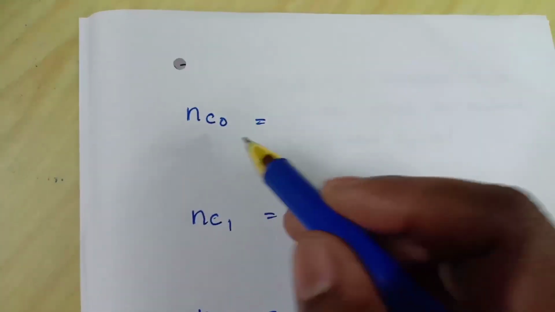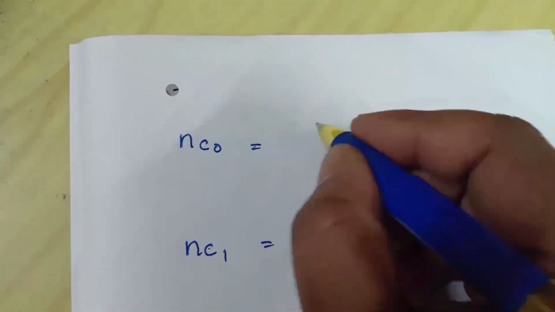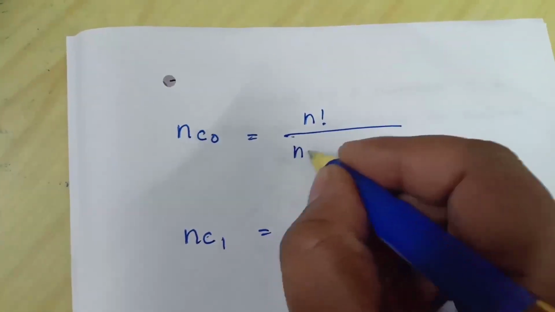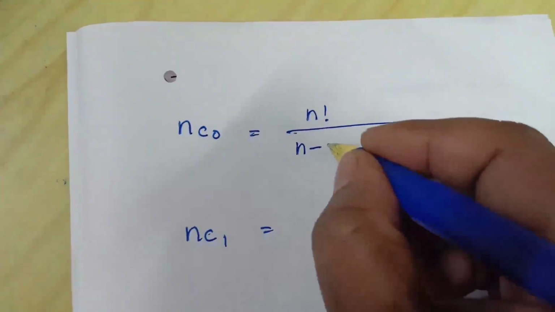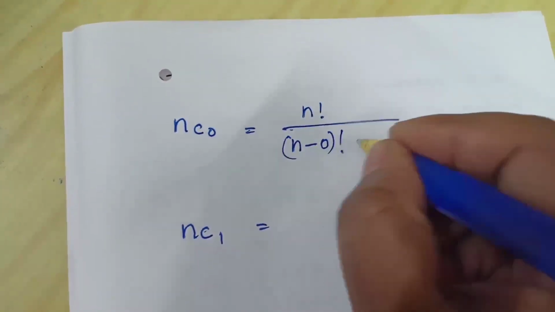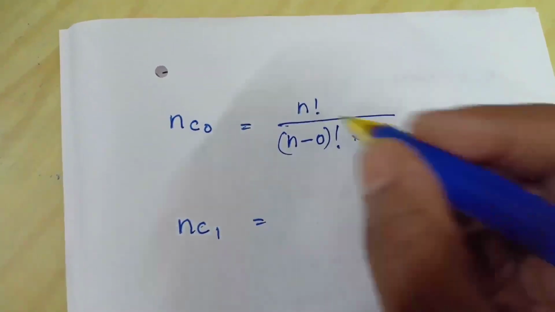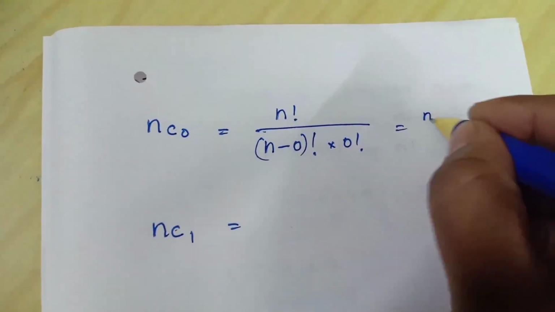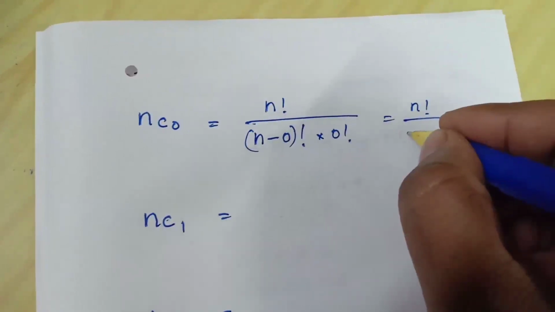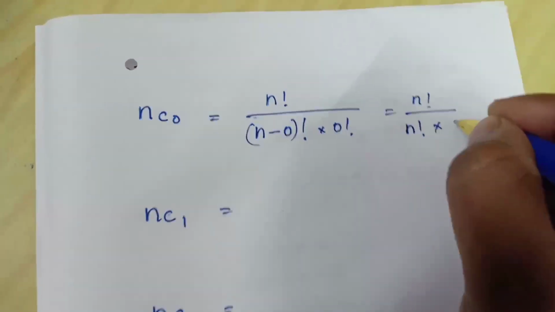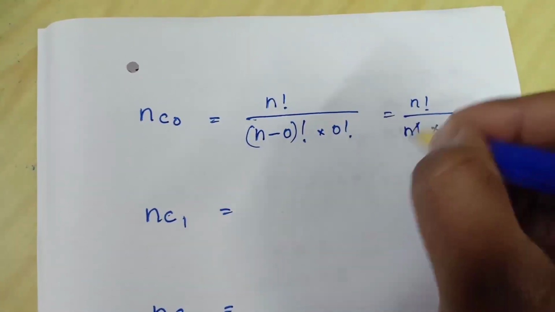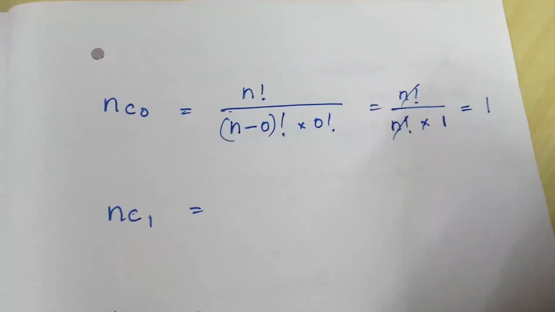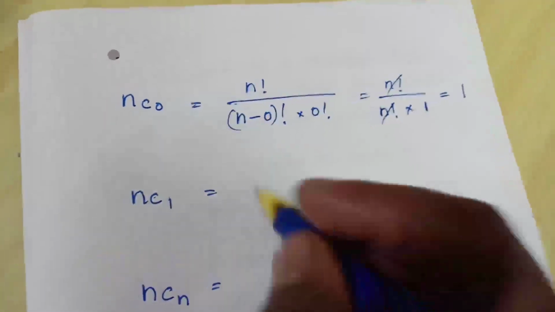Now what is the value of nC0? You can apply the formula, n factorial divided by n minus r factorial into r factorial. The value of r is 0, so n minus 0 factorial into 0 factorial. n factorial divided by n minus 0, which means n factorial, into 0 factorial, whose value is 1. So n factorial gets cancelled. The final answer is 1. So nC0 is 1.